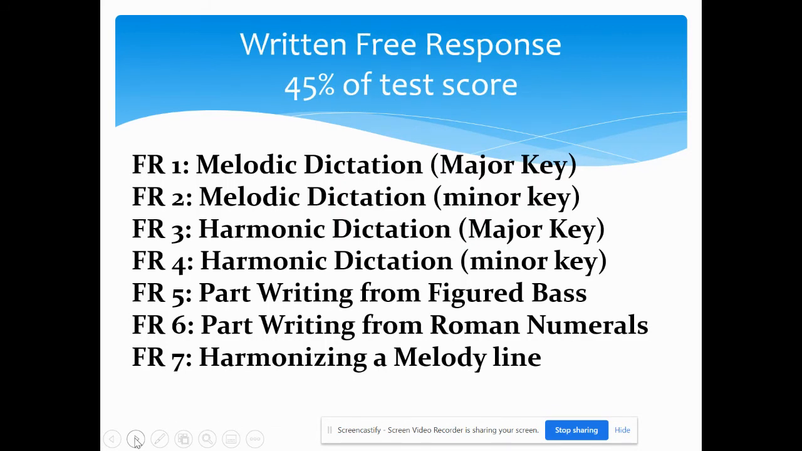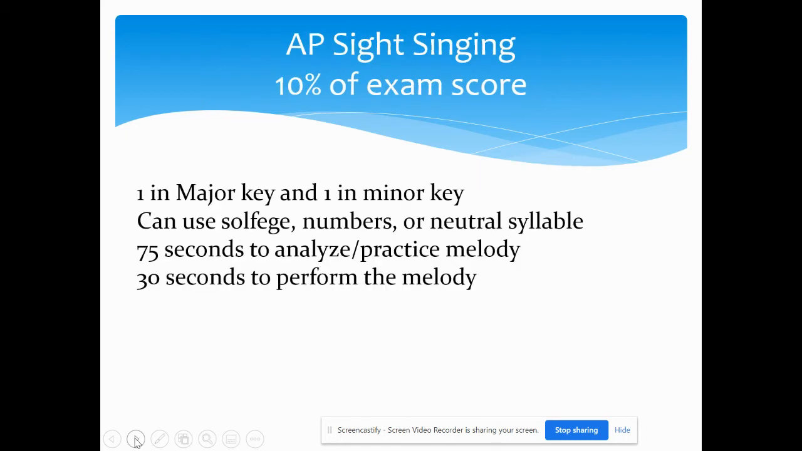And then there's 7 free response questions. This is where they actually will compose for FR 5, 6, and 7, part writing. And then they'll do melodic and harmonic dictation, meaning they'll write down on the staff the melodies and harmonic chord patterns that they hear. And then there's 2 sight singing questions. Sight singing is in major and either harmonic or melodic minor. And we teach them how to use numbers, solfege, and how to process a cappella without any instruments.